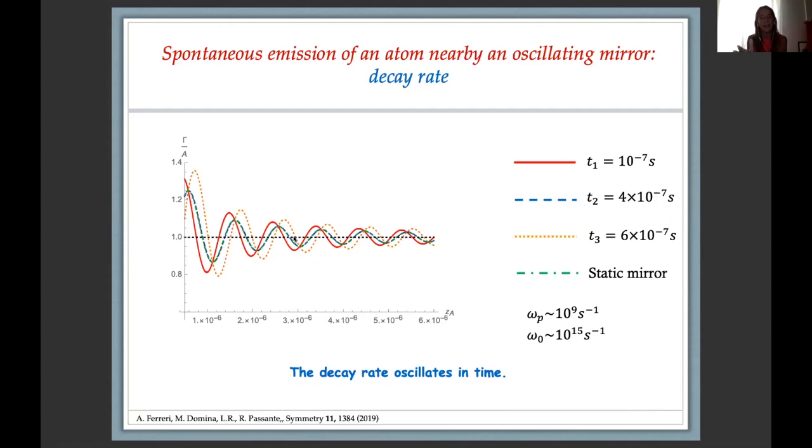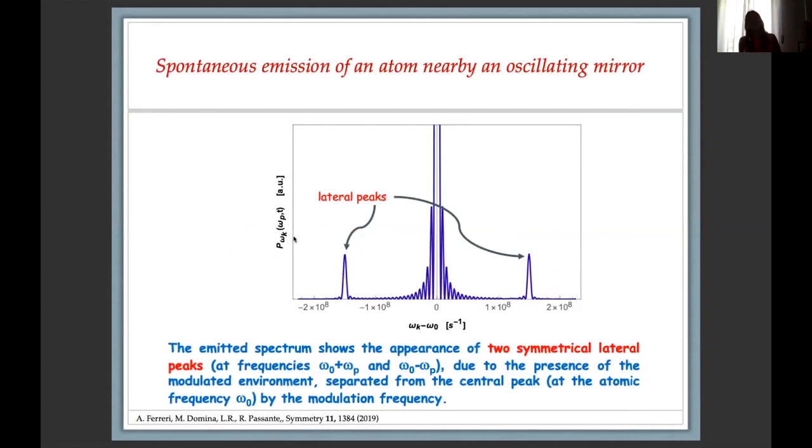Okay, we have also investigated the emitted spectrum by the single atom during its spontaneous decay. And we find that this spectrum changes qualitatively due to the motion of the mirror. In particular, this spectrum shows two lateral peaks that are symmetrical because the density of states is the same, that are separated from the central peak by the modulation frequency of the boundary, that is by omega p.